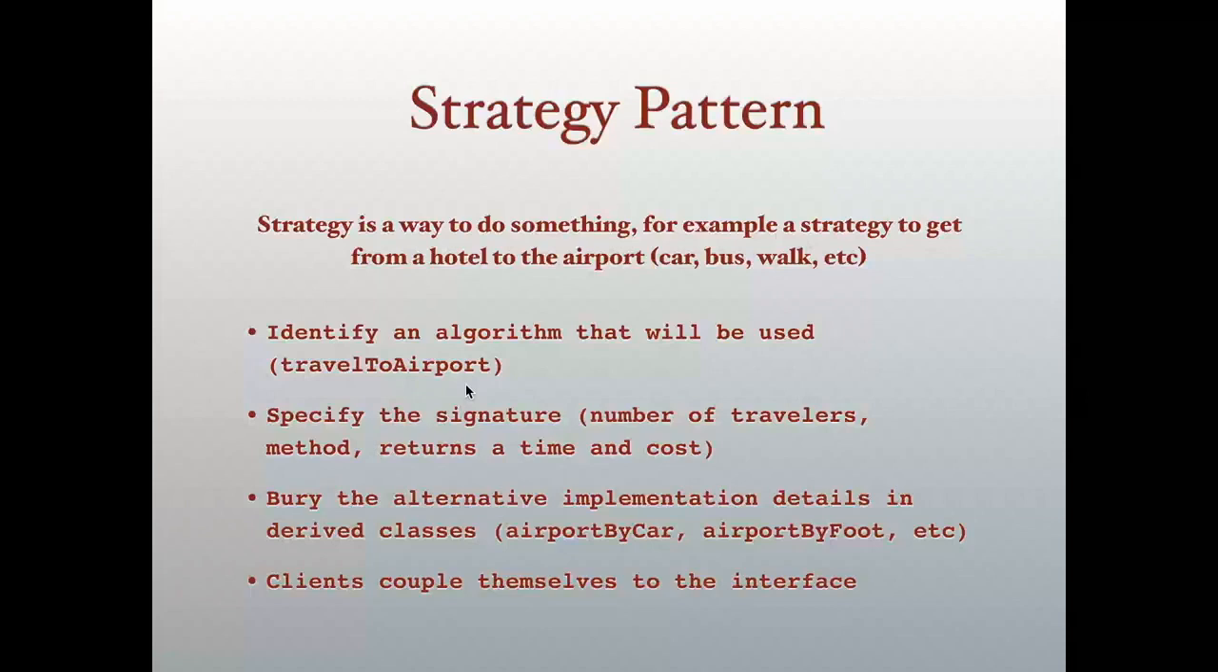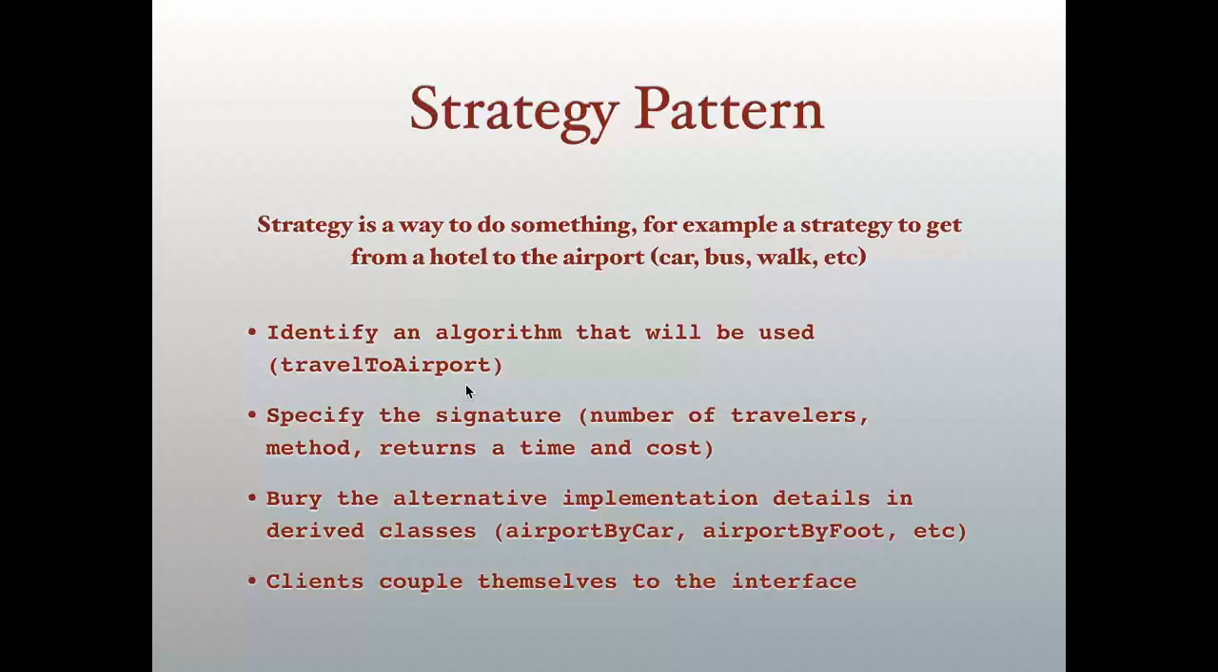So strategy. A strategy pattern is a way to do something. For example, a strategy would be to get from a hotel to the airport. Now, within that strategy, you could get there via car, via bus, by walking, teleporting, time travel, whatever. I mean, you could probably think of all kinds of different ways to do it.